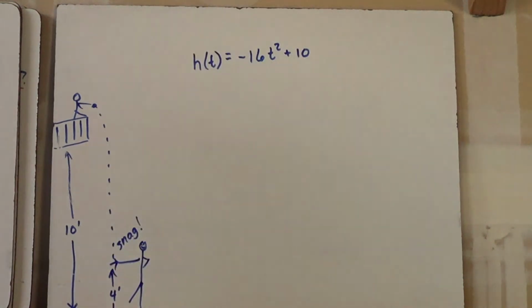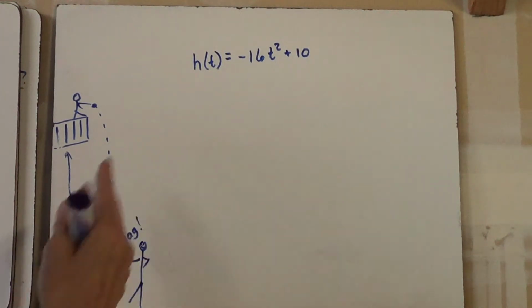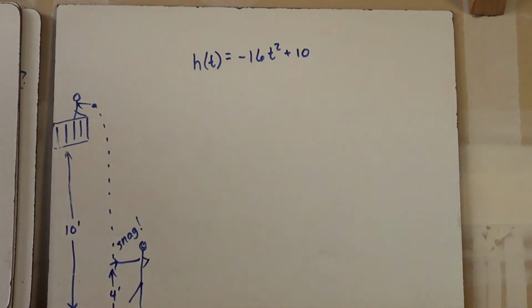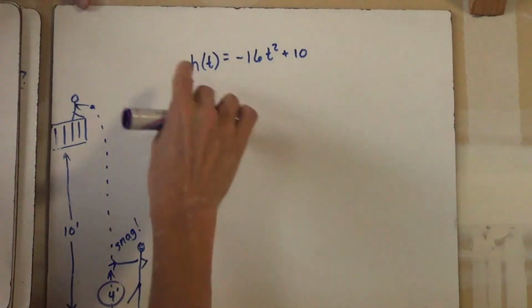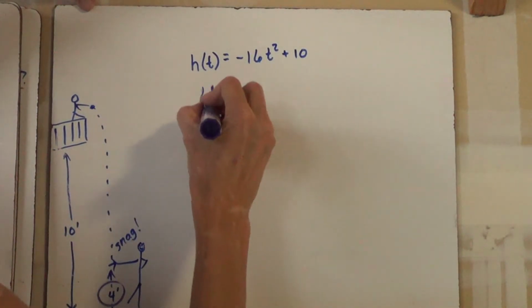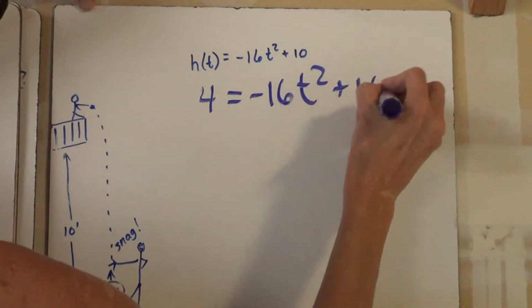The equation they give us is this. They want to know how many seconds it was till his friend caught him. His friend caught him at 4 feet. Obviously, this is not to scale. His friend looks like he's about 2 feet tall, but that's not true. Okay? So, why did they have the 4 feet in there? Hopefully you all said it's the height. 4 equals negative 16t squared plus 10.